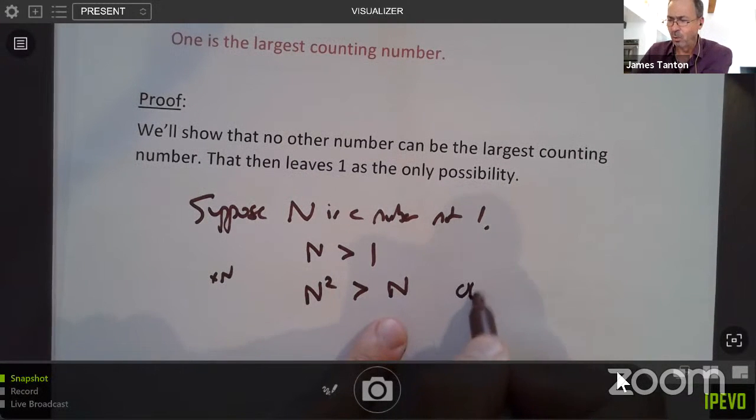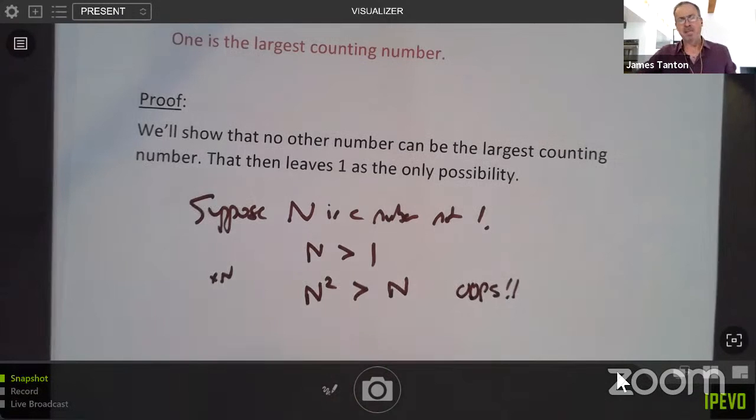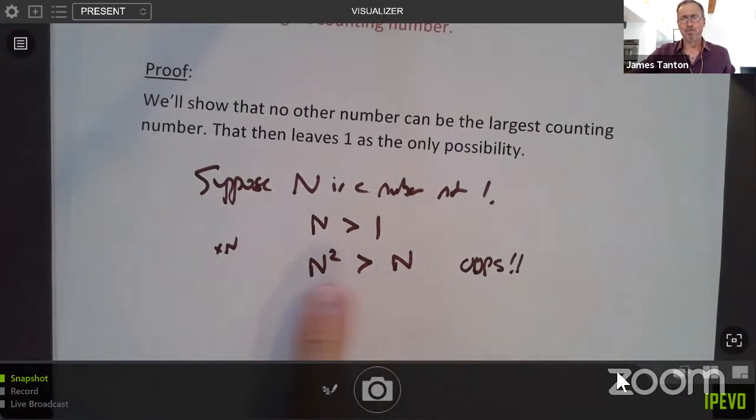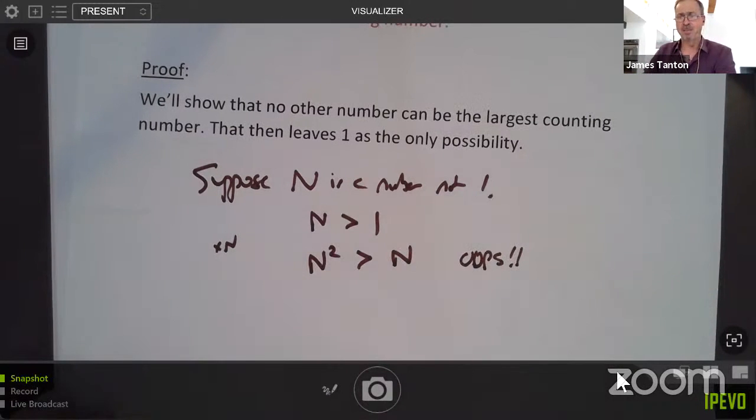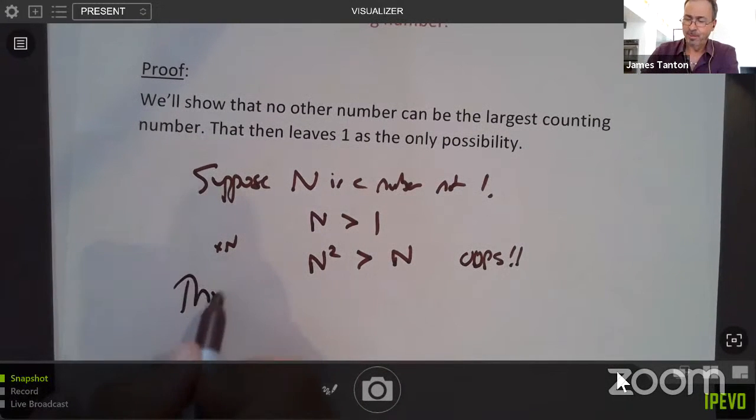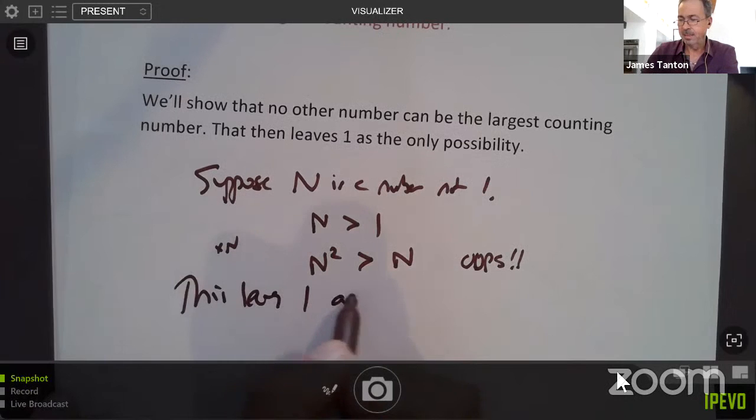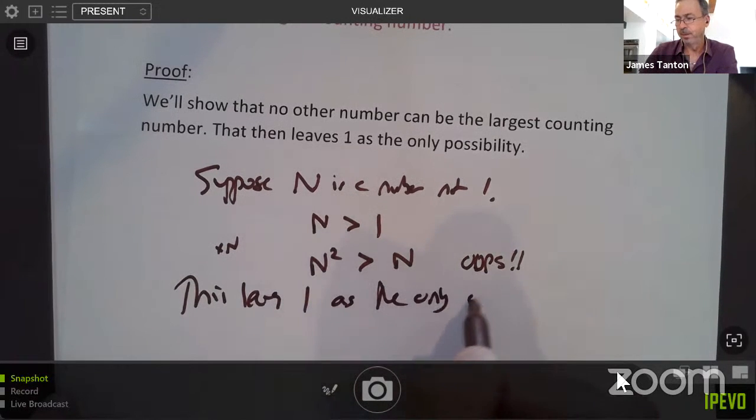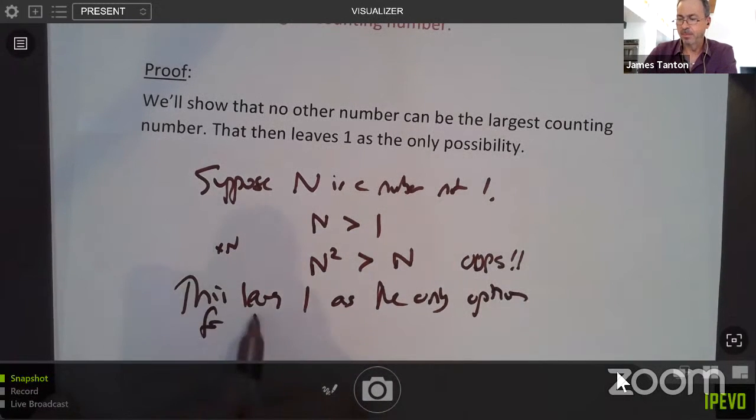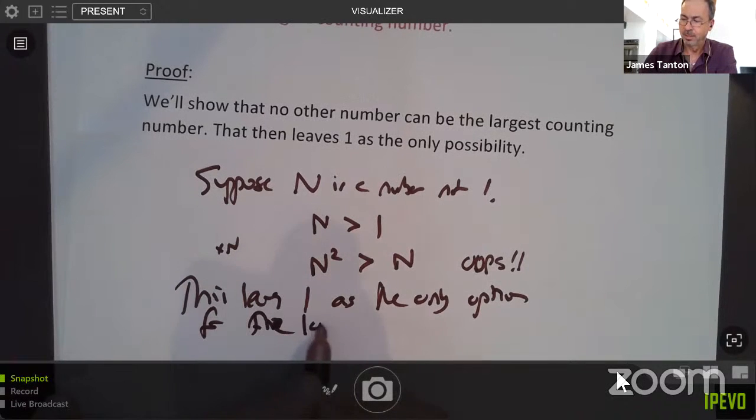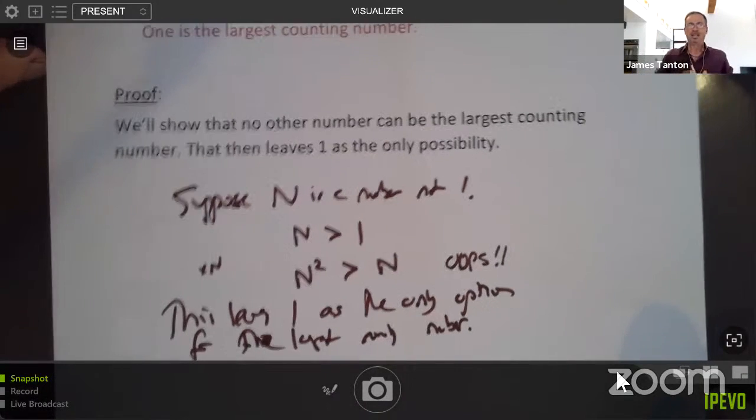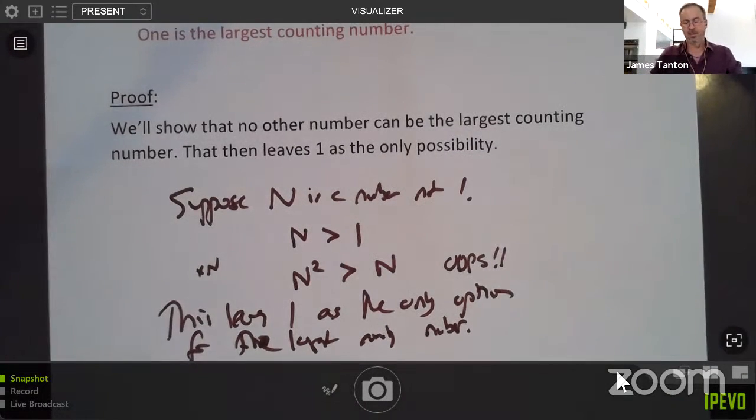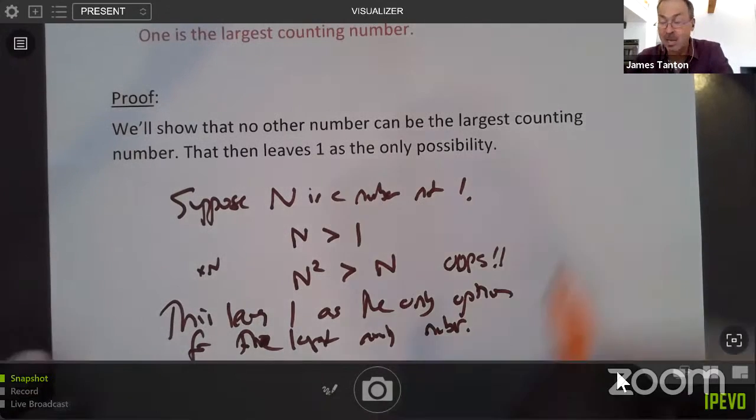Oops, we just showed that n can't be the largest counting number because I just found a bigger one. All right, any number that's not 1 can't be the largest counting number. This leaves 1 as the only option for the largest counting number. Okay, so you're getting a class in math and dance and hieroglyphics today. Look at my handwriting. So 1 is the only option for the answer for the largest counting number. So 1 is the largest counting number.